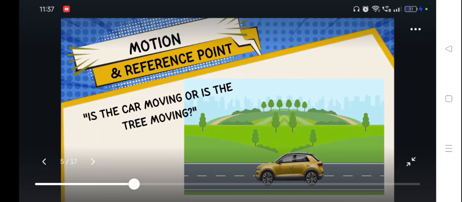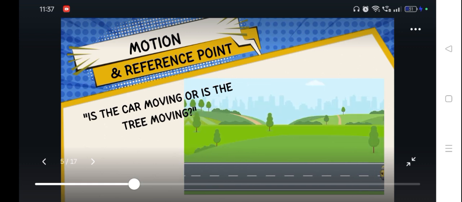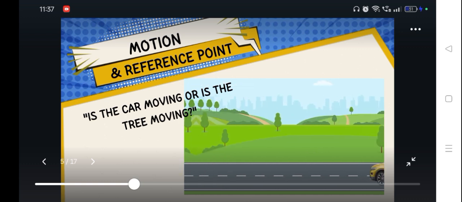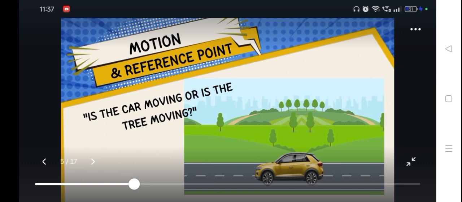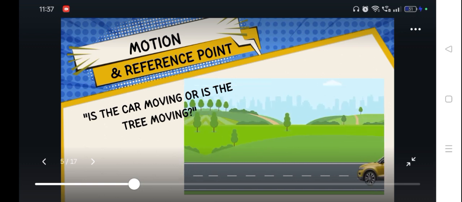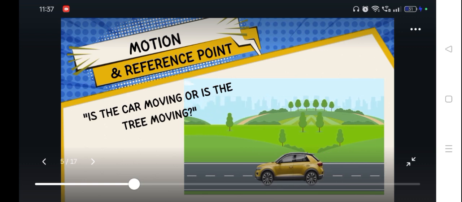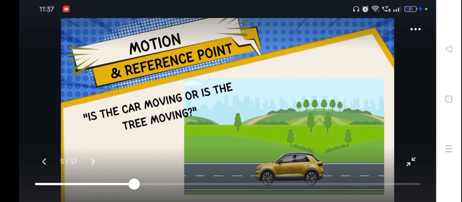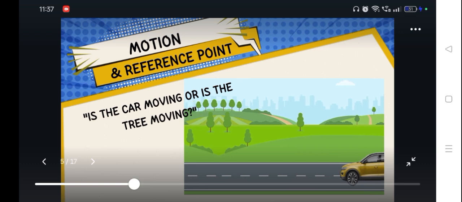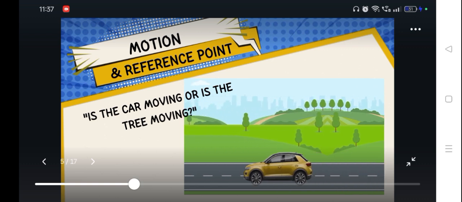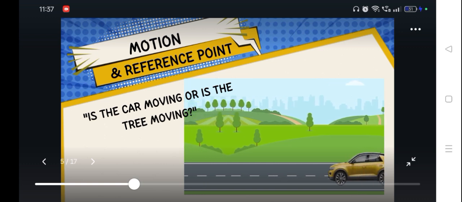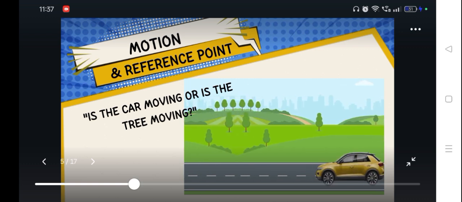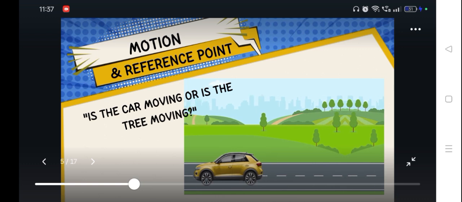So furthermore, let us understand this situation in our slide. We are asked: is it the car that is moving or the trees that are moving? So how do we answer this question in relation to motion? We are going to establish or determine our reference point so that we can identify which object, which body is in motion.